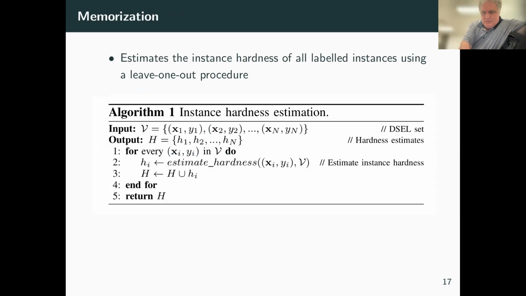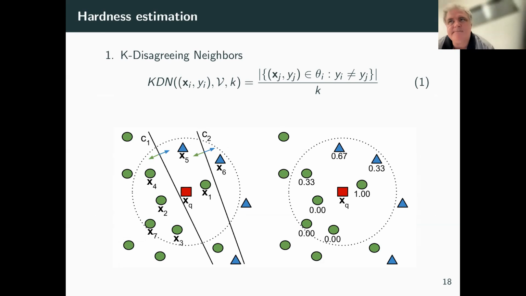So for memorization, we estimate the instance hardness measures of every sample in the validation set using a leave-one-out procedure. We investigate hardness measures from the literature. The first is K Disagreeing Neighbors, which is defined as the proportion of neighbors in the K neighborhood that do not belong to the same class as the sample that you're trying to estimate.